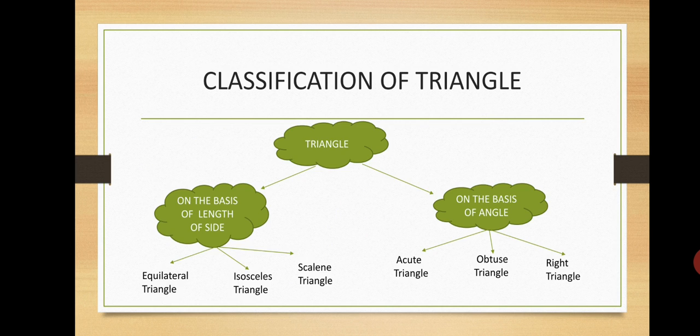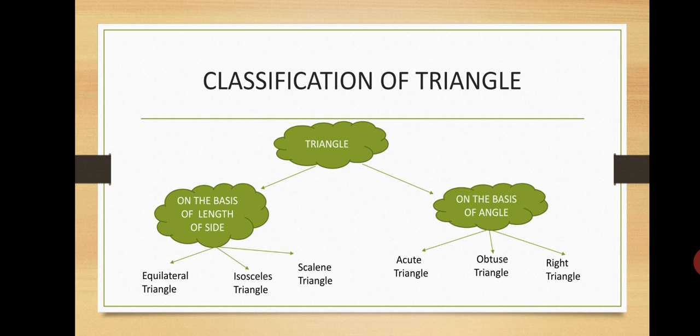Classification of triangle. A triangle is classified on two bases. The first one is on the basis of the length of the sides, that is, what is the length of the sides of the triangle. The second is on the basis of angles, that is, what is the measure of the angles of the triangle. On the basis of this also we classify the triangle.